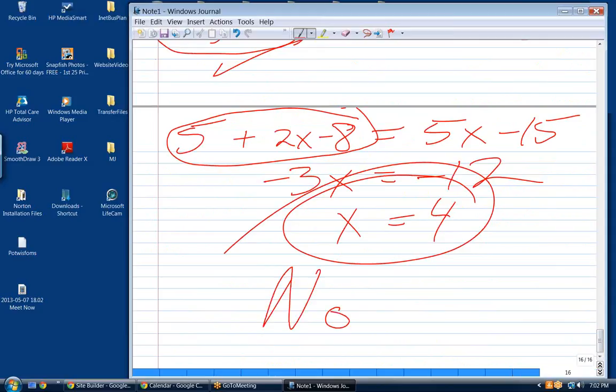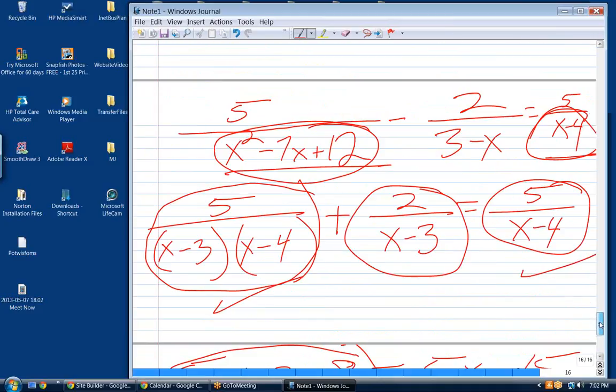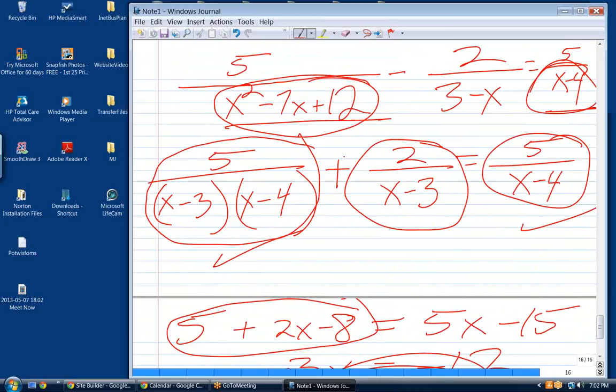In other words, the only solution we came up with causes division by 0, which violates everybody's 10 commandments of mathematics. That's number 1 on everybody's list. You cannot divide by 0 under any circumstances. So when we come up with a solution, x equals 4, and we plug it back in to the original equation, we see division by 0. So we immediately say this has no solution. All right, glad we did that last problem, because that was a tricky one.